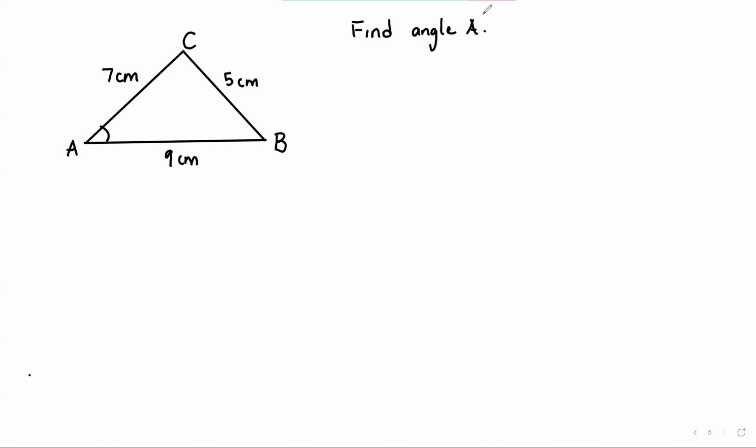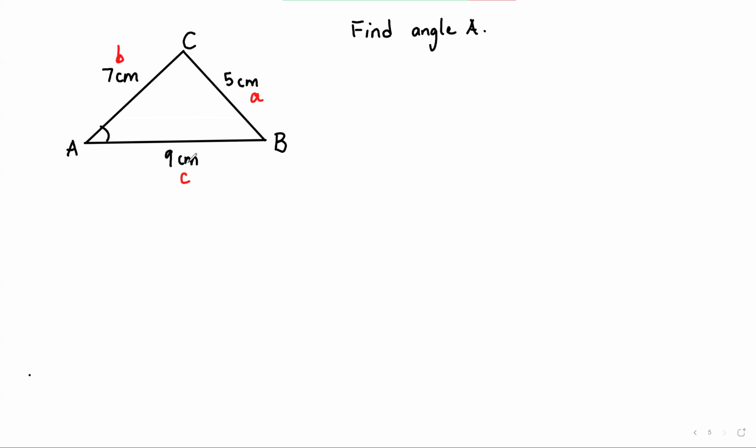So because I need to find angle A, I would need to use the cosine rule that has side A as the subject of the formula. So this is side A here, it's opposite angle A. Side B would be 7 centimeters. That's opposite angle B. And then side C is 9 centimeters. It is opposite angle C.